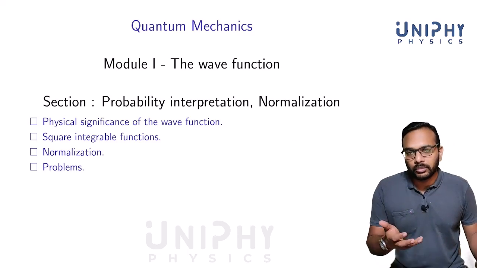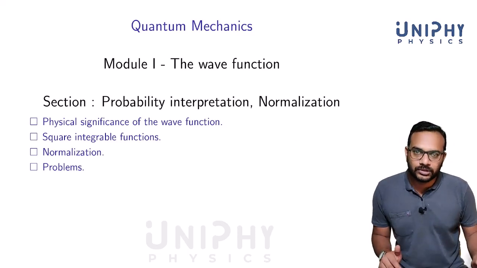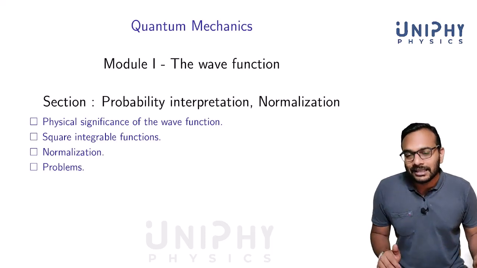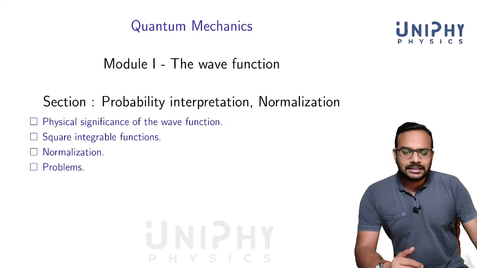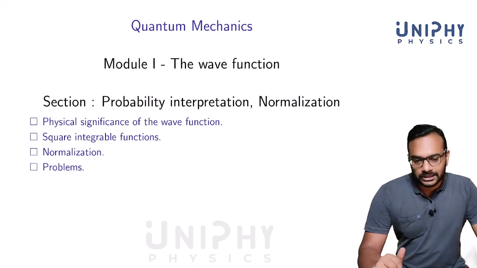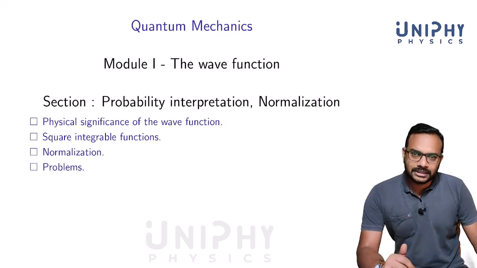We could also use the momentum basis. Then we have the momentum space wave function, and we said these are related by a Fourier transform. These things we have discussed. Let's now look into the probability interpretation, and some of the things related to that.